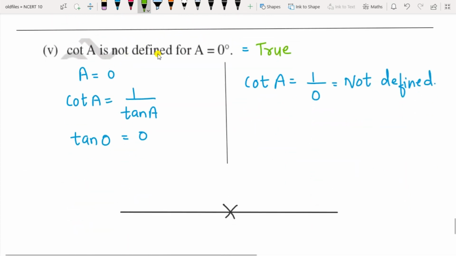Cot of a is not defined for a equal to 0. So yes, it is true. Like a equal to 0, cot a means 1 upon tan a. If you put 0 in the place of a, tan 0 is 0. So cot of a is 1 upon tan 0, that is 1 upon 0. So it is not defined. Therefore the statement is true.